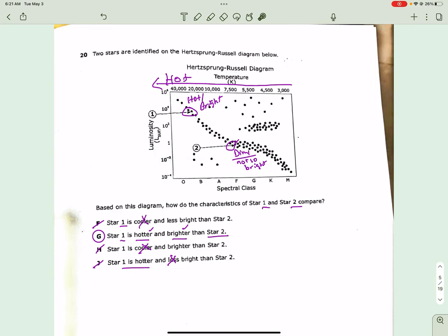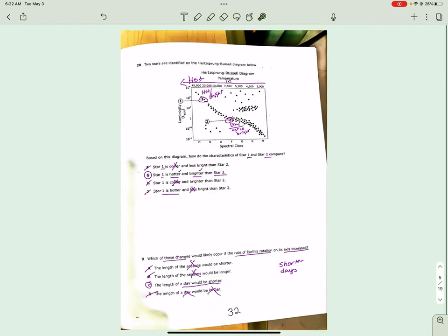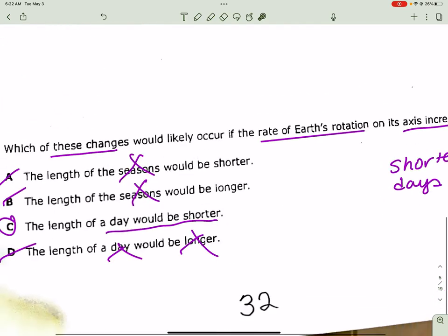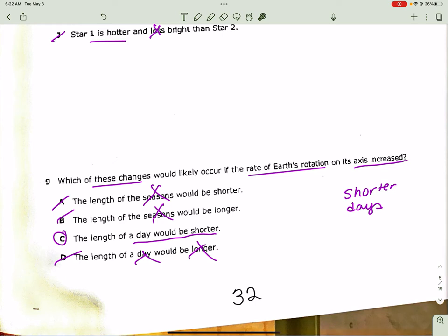Let's look at letter H. Star 1 is cooler. No, we see it's over here at the top. So it's actually hotter. So I X cooler out. Now, letter J, star 1 is hotter. Yes. And less bright. No, it's a lot brighter because it's over here at the top. So then that was it for 20. Let's go ahead and go to number 9 on page 32.